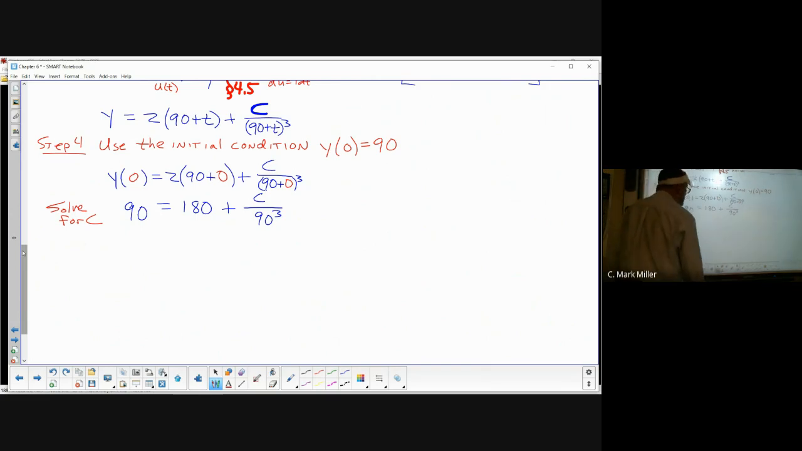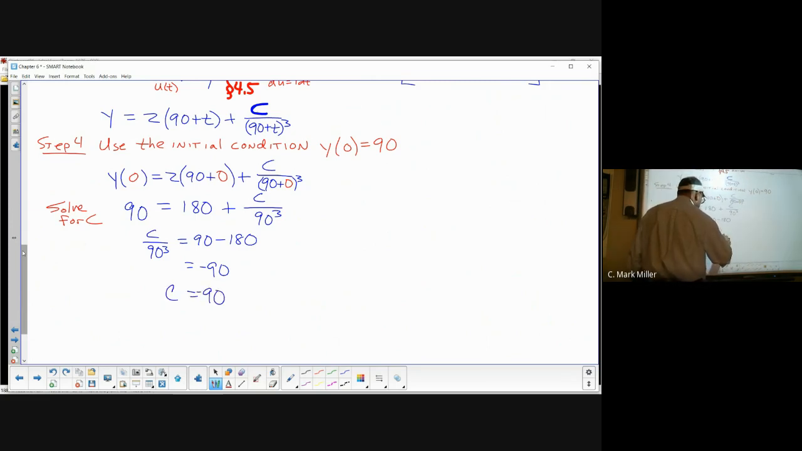So what do we have? C divided by 90 cubed is going to be 90 minus 180, which is minus 90. So C equals minus 90 to the 4th power. C is minus 90 to the 4th power.